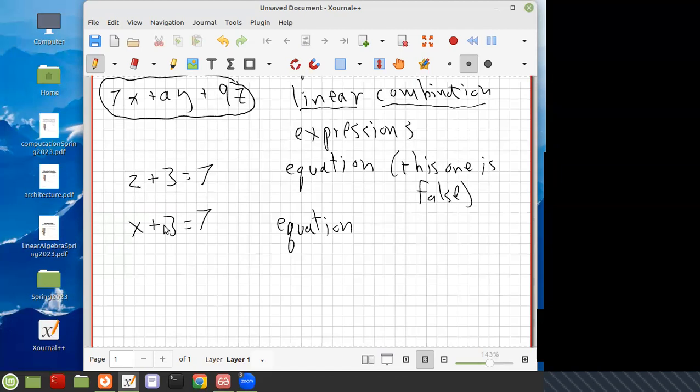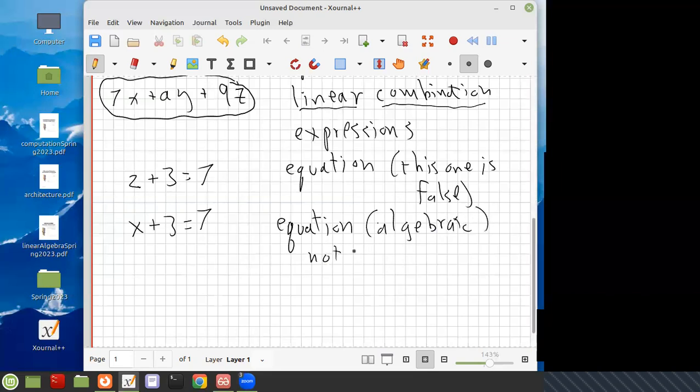The reason we're taking that point of view is because we're going to look at many equations together, only some of which might be true. So that's just a point of view. Okay, so this is an algebraic equation, and it is not yet true or false.